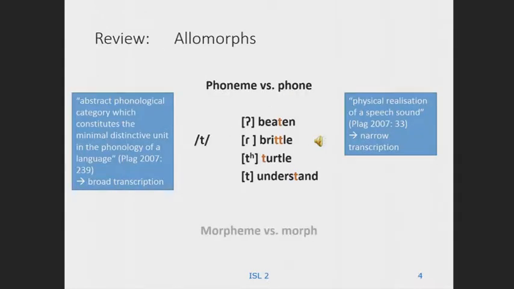So just to wrap that up, you remember allomorphs, that's parallel to what we said an allophone is, right? So if we say a phoneme, that's the abstract sort of sound categories, then we have different physical realizations, like these ones. Beaten, brittle, turtle, understand. Yeah, so what's the difference between those four? Between beaten, brittle, turtle, and understand?